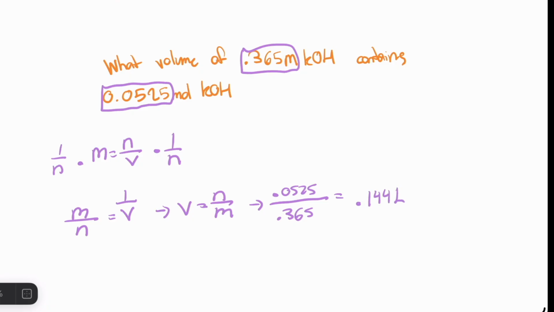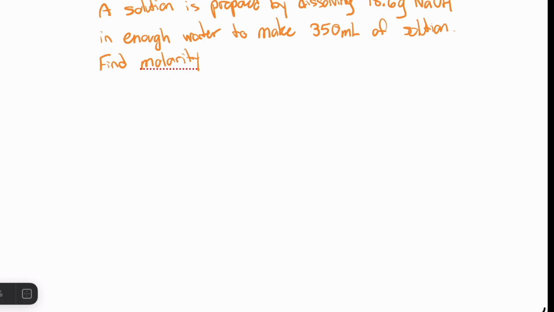Again, if we have the v variable in this equation, it's always going to mean liters. Let's add an additional step here. A solution is prepared by dissolving 18.6 grams of NaOH in enough water to make 350 milliliters of solution. Find the molarity. So we know the molarity is moles divided by volume. We have volume in milliliters, which we can easily convert to liters. However, we are not given moles.